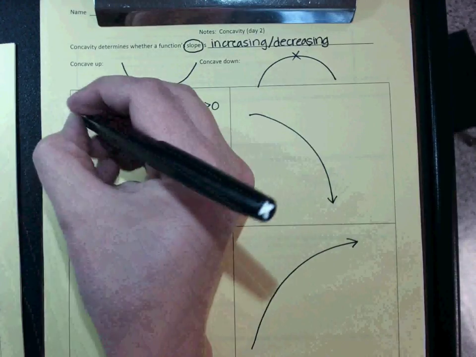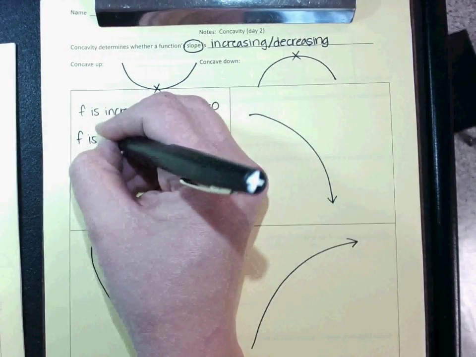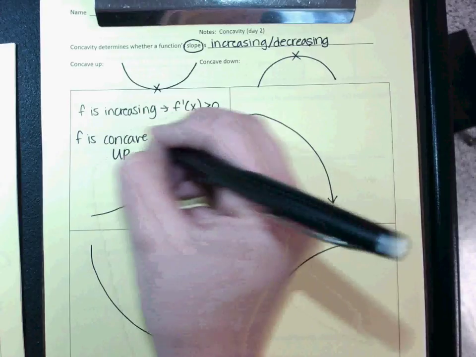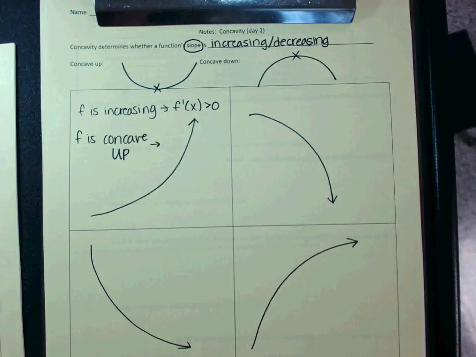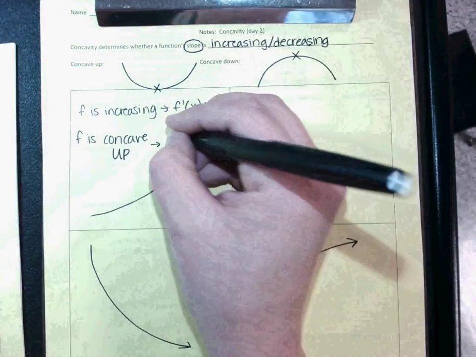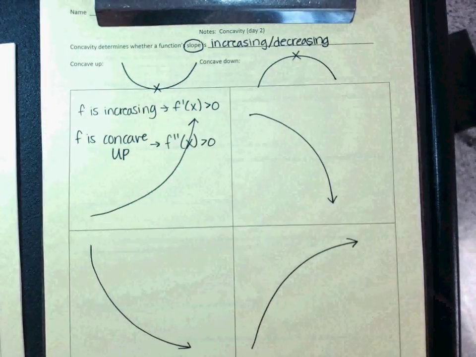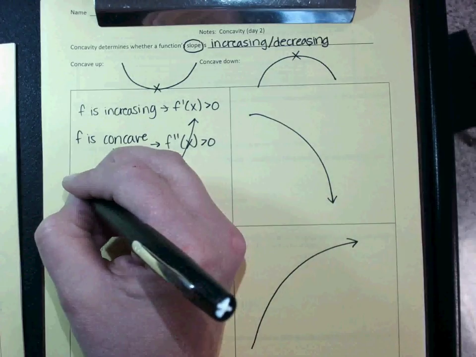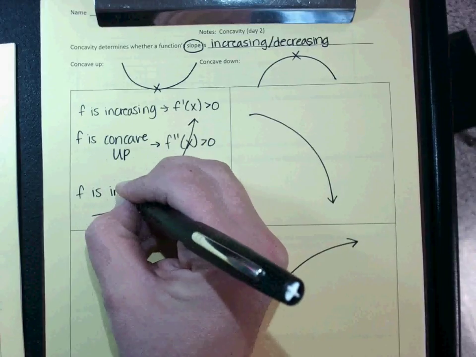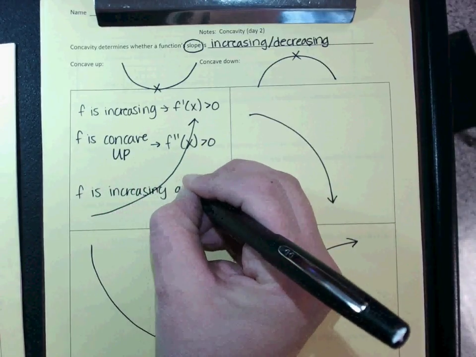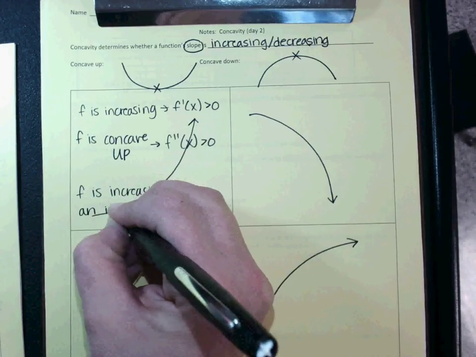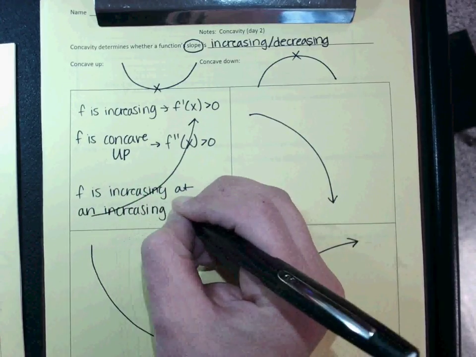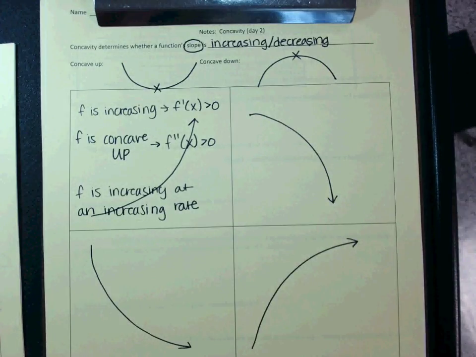Now let's talk about concavity. f is concave up. What does that tell us? Not about f prime, but about f double prime. It would have to also be positive. So what you would say is that f is increasing at an increasing rate. It's increasing at a rate that's getting steeper and steeper and steeper.